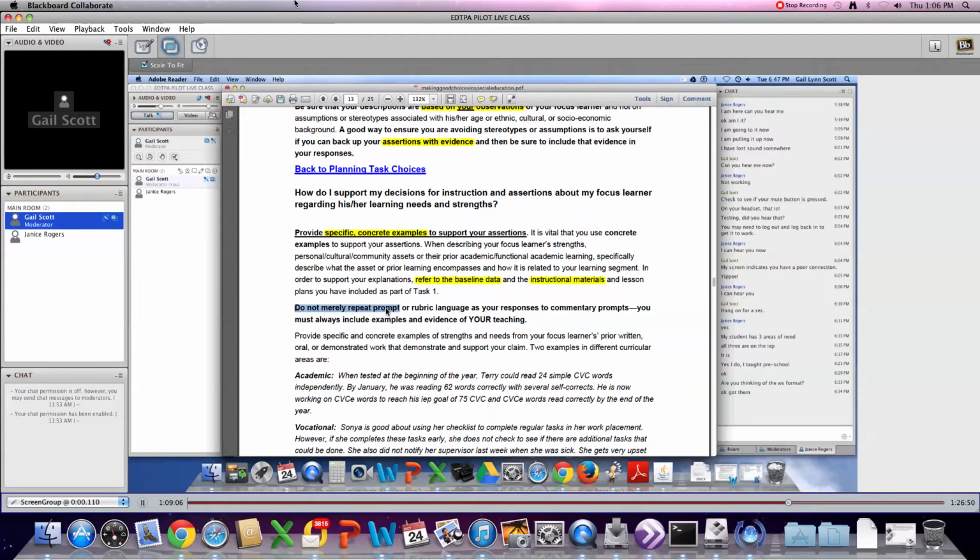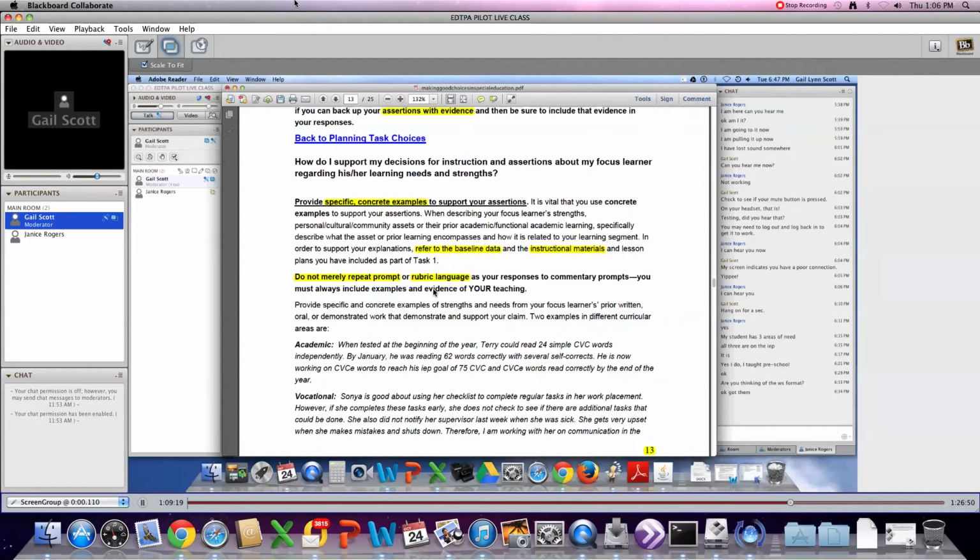Remember, do not merely repeat a prompt or rubric language. You score 0 for being a parrot who repeats what's already there. Give examples of your teaching.